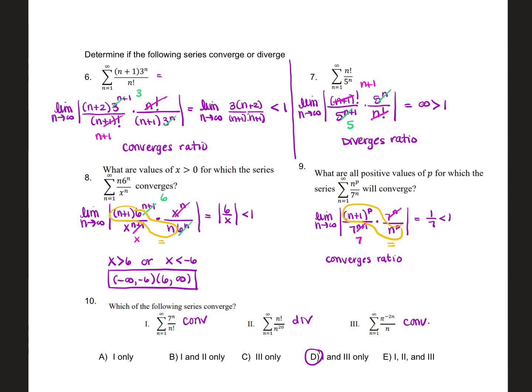Now the rest of them are kind of AP problems that have showed up in the past. They want to know what values of x this converges. Well, if this converges, I need this to be less than 1. That's just the ratio test. So we have those values. Same thing here. We want to know for what values of p. So I think for all values of p it's going to converge because the degrees will be equal. I should write that.